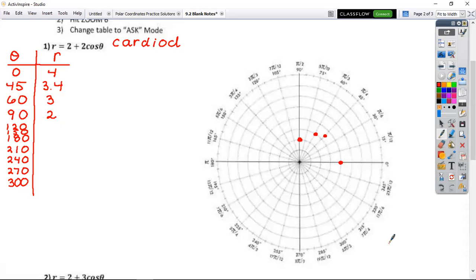So this one was at 1. 150 was a really small decimal, like 0.2679. 180 was 0. 210 degrees was 0.2679. That's kind of why I grabbed that. Those are symmetric. 240 was at 1. 270 was at 2, and 300 was at 3. Okay. So go to your picture.